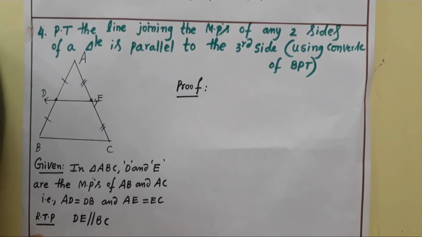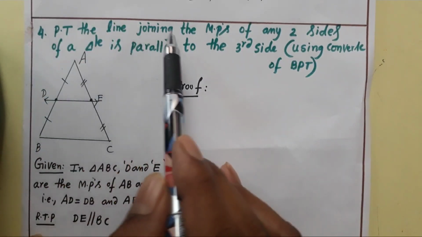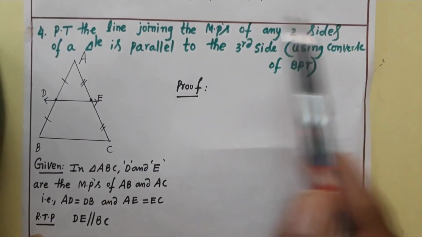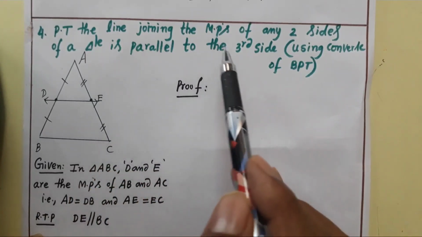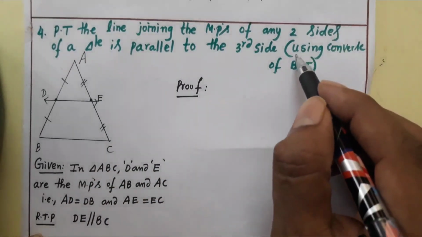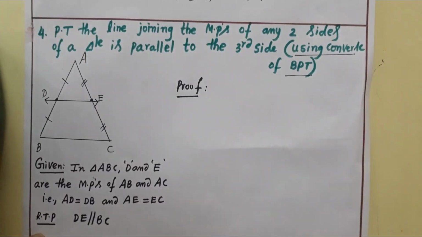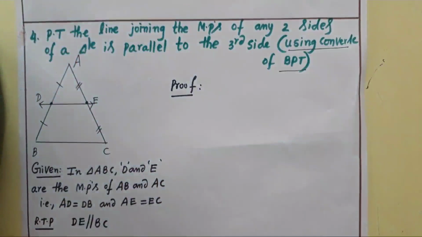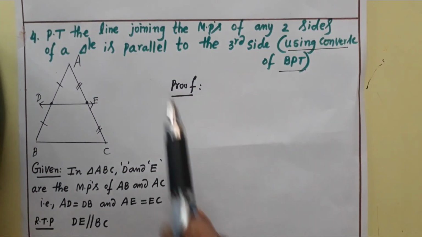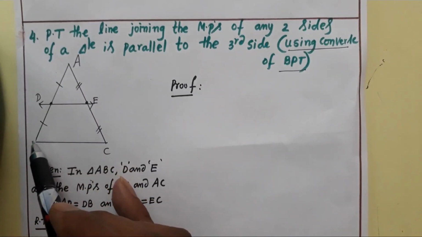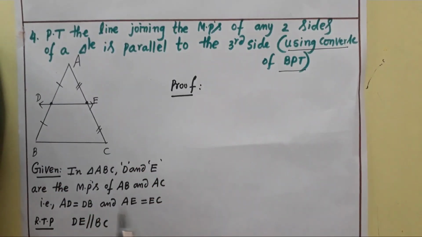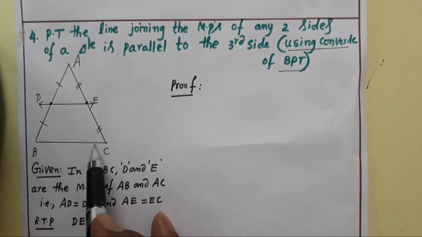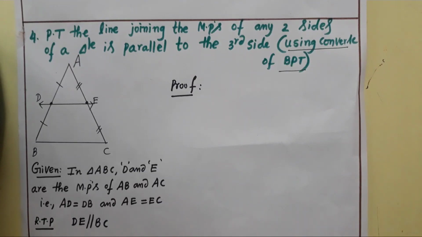Coming to the next important rider, prove that line joining the midpoints of any two sides of a triangle is parallel to the third side. This we have to prove using converse of BPT. Let us see this. In a triangle, what is given? D and E are the midpoints of AB and AC. That means AD is equal to DB, AE is equal to EC. That comes under given. We need to prove this DE is parallel to BC. Let us see the proof.